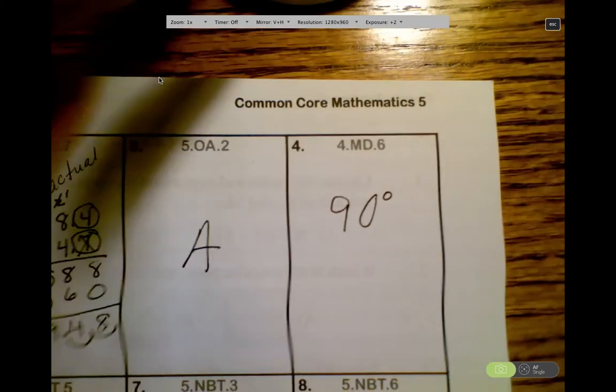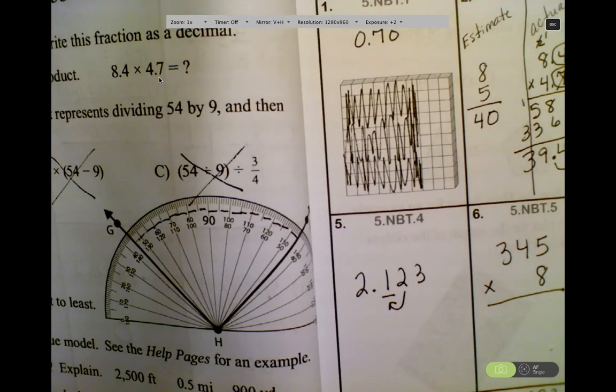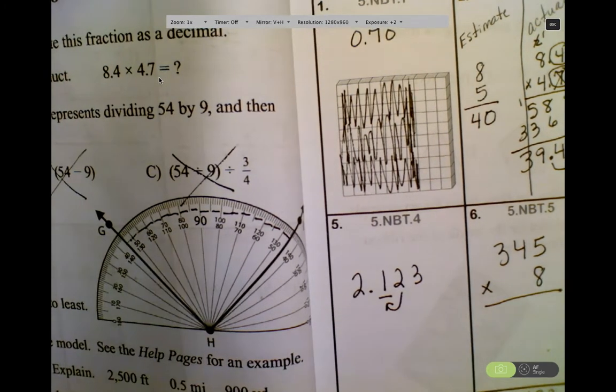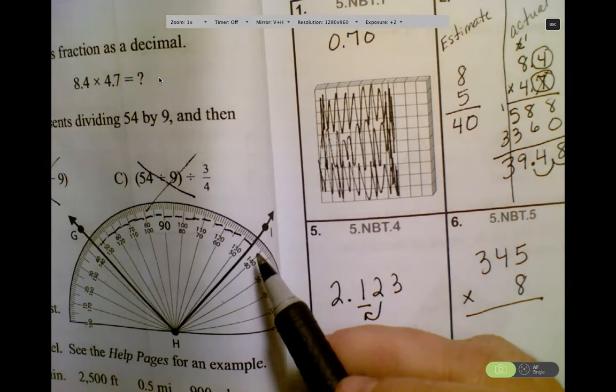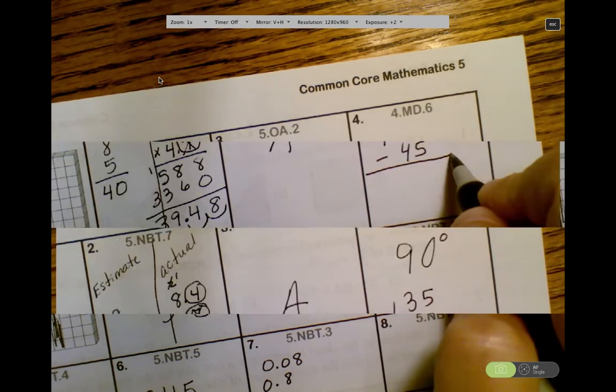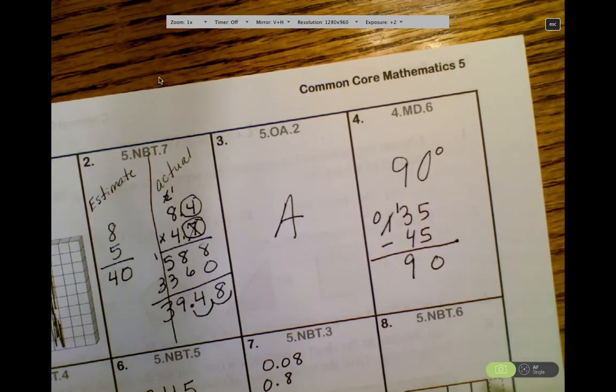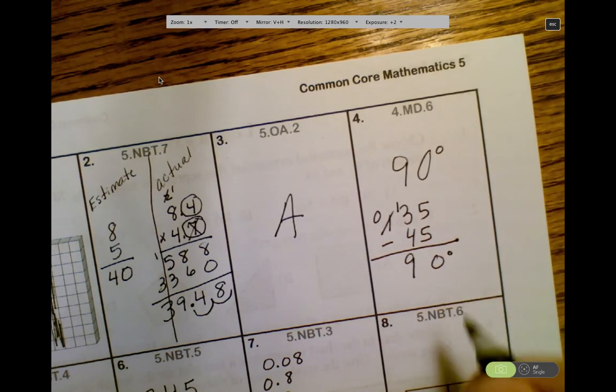Now, something else you could have done was I could have looked at this and I saw that it was on the 45. And then I look over here and I see that it's on the 135. And I could have just subtracted. And that would have given me the answer as well.